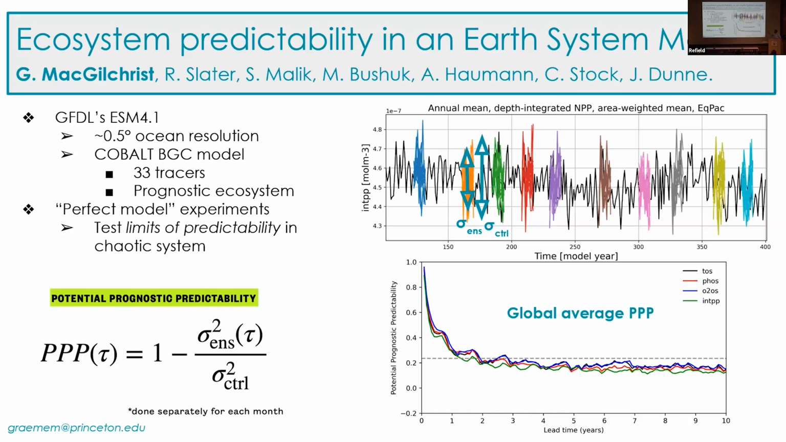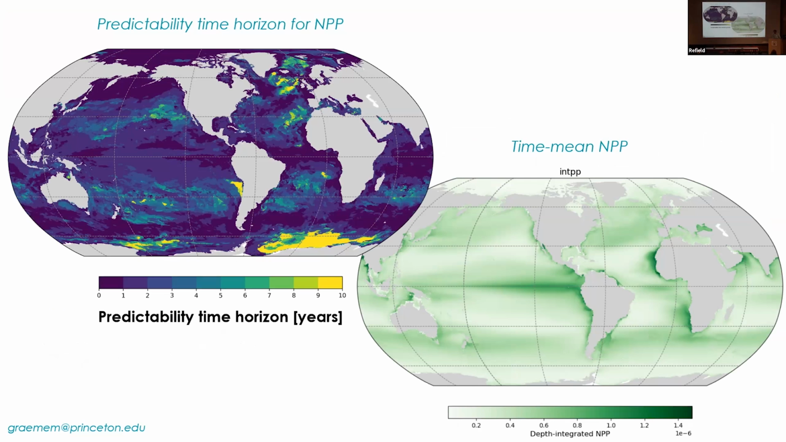This is notably down relative to some previous work that did this in a previous generation of GFDL's model, where they saw timescales more like 2 to 3 years for predictability of primary production and other quantities.